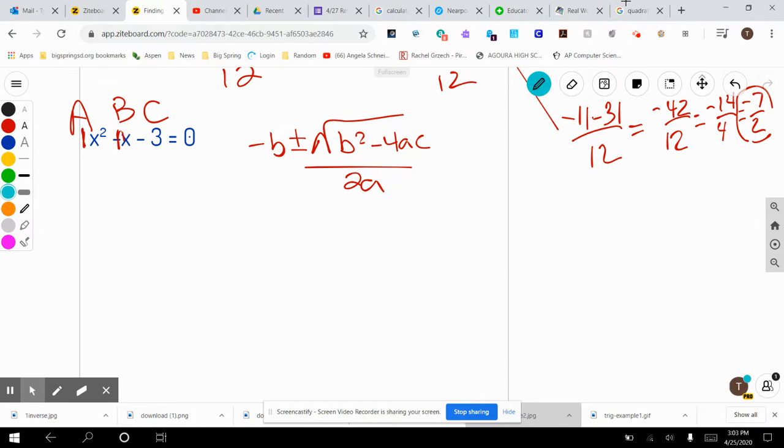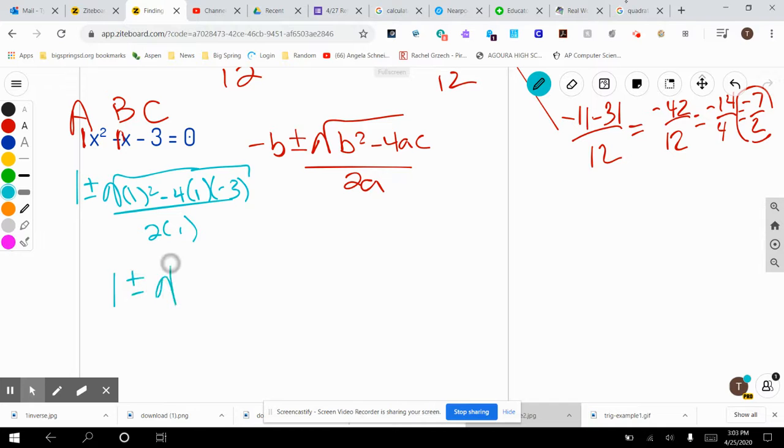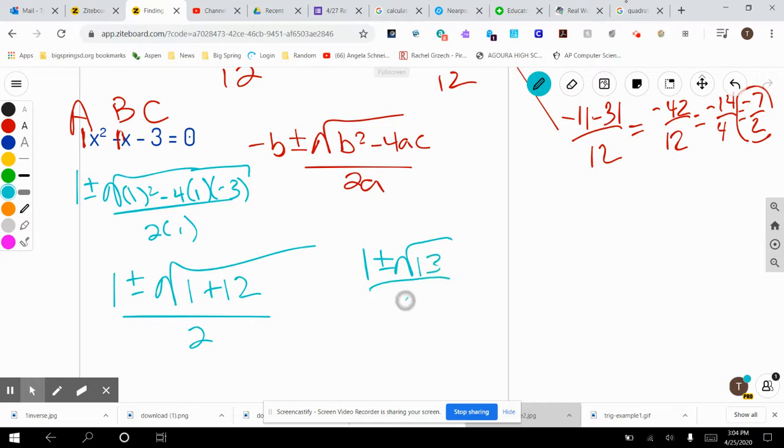And so the opposite of b would be positive 1 plus or minus the square root of 1 squared minus 4 times 1 times negative 3, all over 2 times 1. So that'd be 1 plus or minus the square root of 1 plus 12, because again we have two negatives, not always going to be that way. 1 plus or minus the square root of 13 over 2.